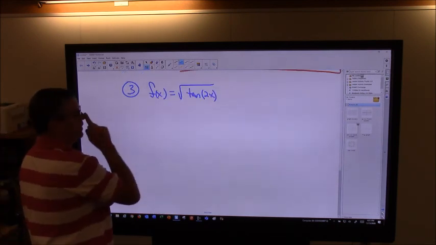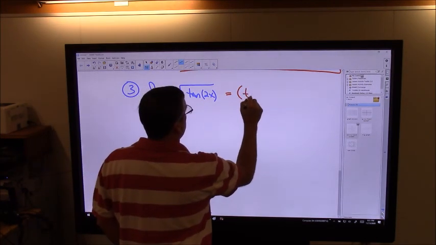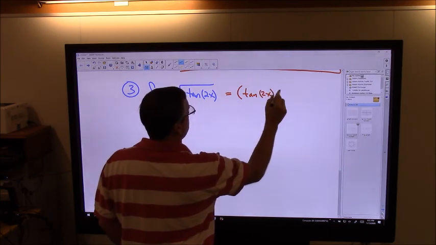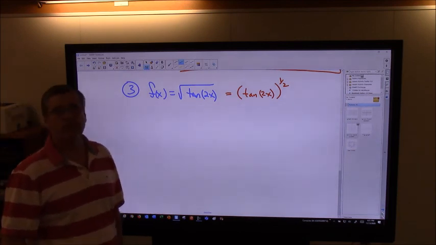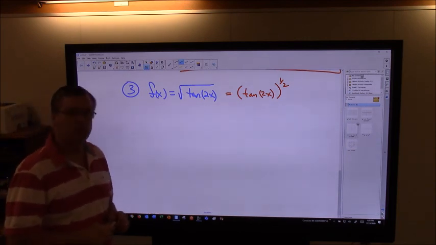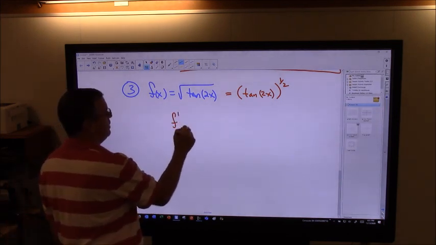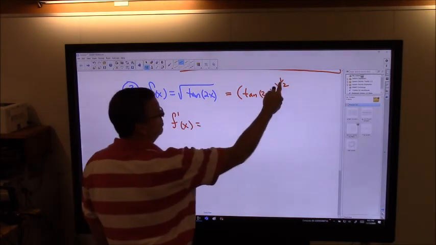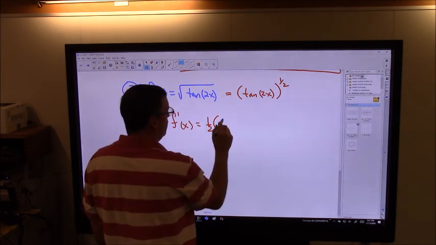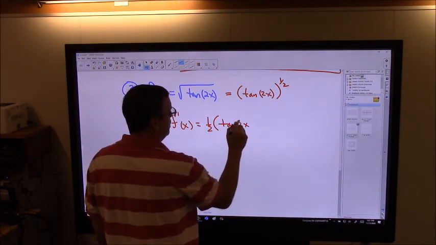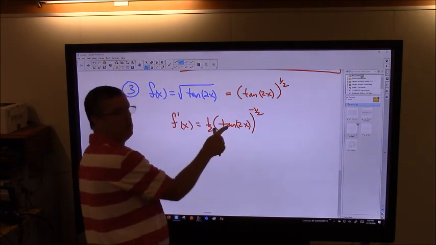All right, so I think what I want to do with this first is write this as tangent of 2x raised to the 1/2 power. What I see is something inside parentheses raised to an exponent, which means chain rule. So when I take the derivative, I need to bring the exponent down in front, subtract 1 from that, everything inside stays the way it is, times the derivative of the inside.